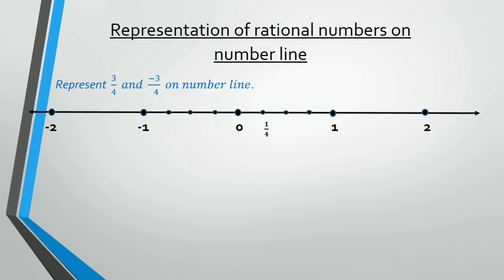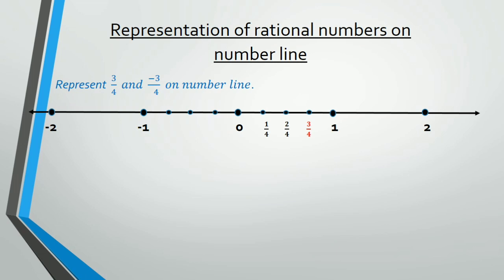Now the first point after 0 represents 1 by 4, the second point 2 by 4, and the third point represents 3 by 4. Clearly the fourth point is 4 by 4 equal to 1, which is also a rational number.